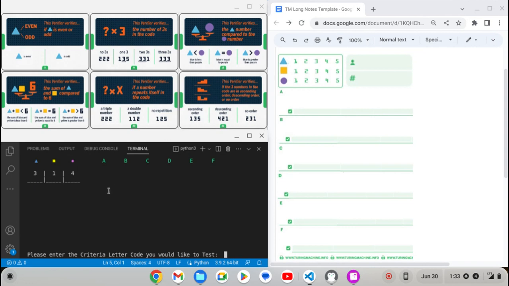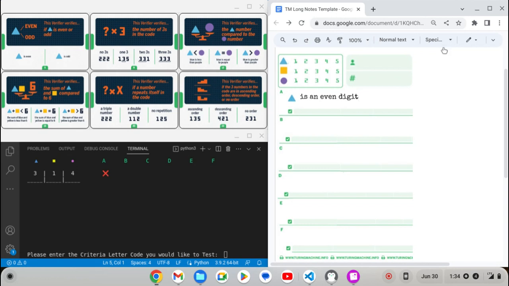So let's begin with a proposal of 314, and the first thing I want to test is whether that first digit is an even or an odd. So I'm going to test criteria card A. Okay, so the Turing machine does not approve of my digit value for triangle. Notice that I do have an odd 3. So basically it's telling me no, odd is not correct. So therefore it must be true that triangle is an even digit.